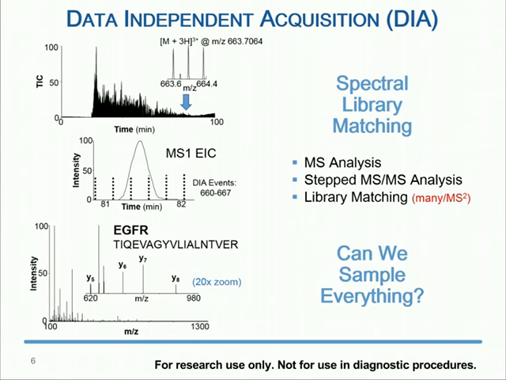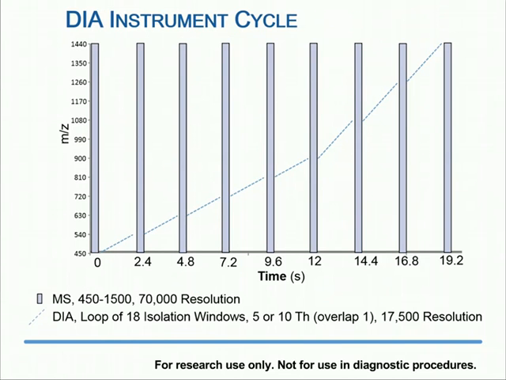And then the library match of Y5 through Y8 fragment ions with high resolution and accurate mass, so that we can identify that peptide peak based on its accurate mass of the parent, the accurate retention time through UPLC, and those four fragment ions, which are also measured with accurate mass. So the question now is, can we sample all of the peptides that elute during that process that have a certain amount of intensity? So this is an example of what the DIA instrument cycle looks like.